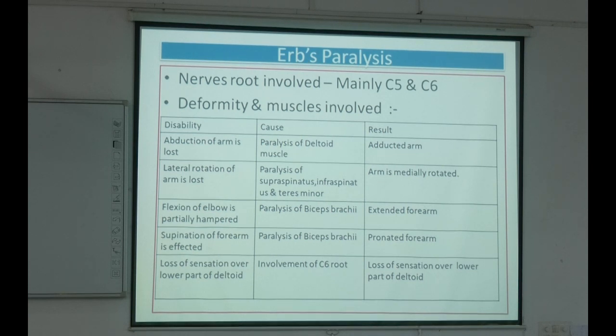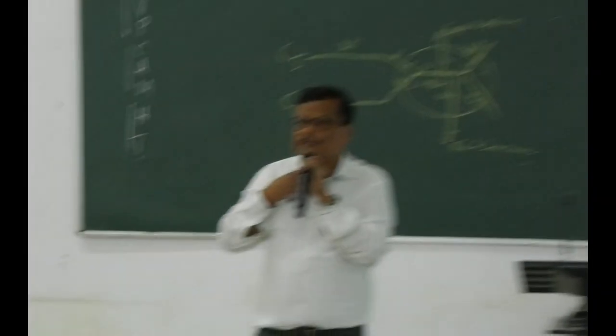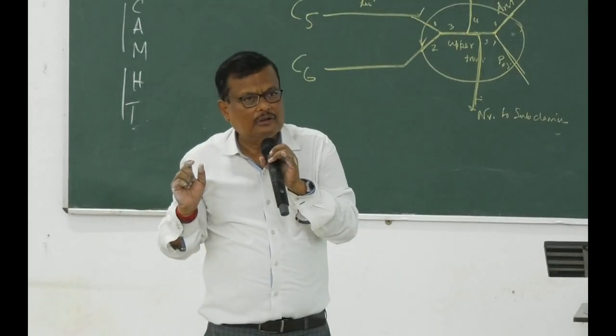Upper trunk: C5 and C6 root and suprascapular nerve. Nerve to subclavius damage is not very commonly seen because only the subclavius muscle is damaged. It is not very important.